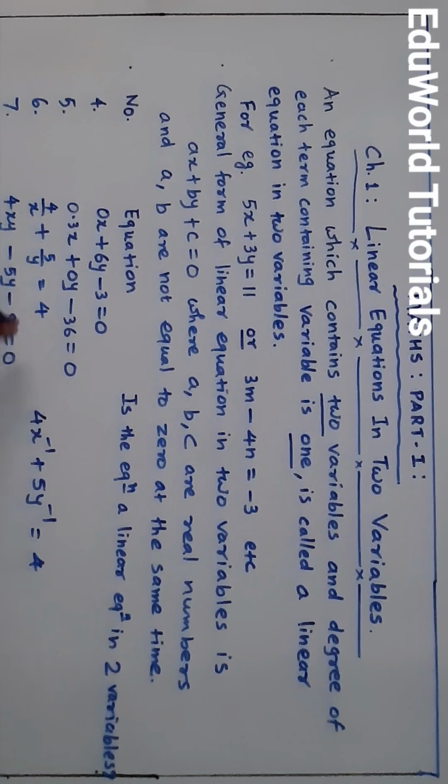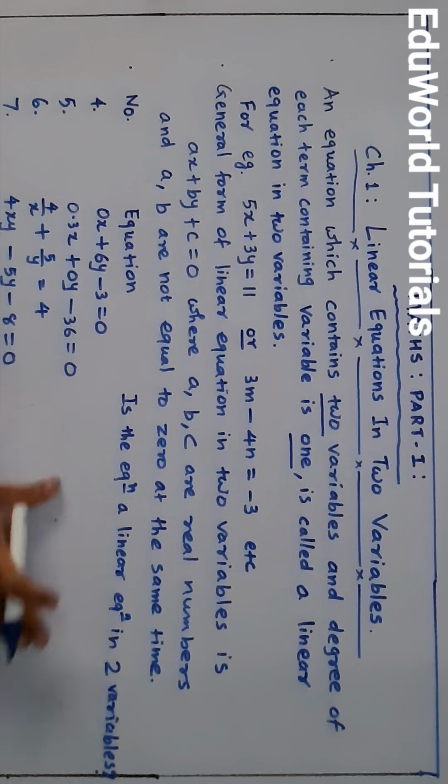This and these are actually the same. So you see that the power is negative. That is why this is not a linear equation in two variables. And the seventh one, why is this seventh not a linear equation in two variables?